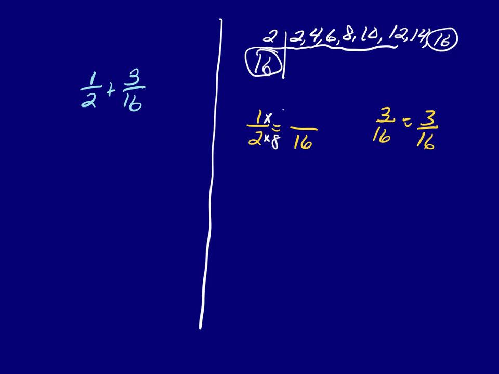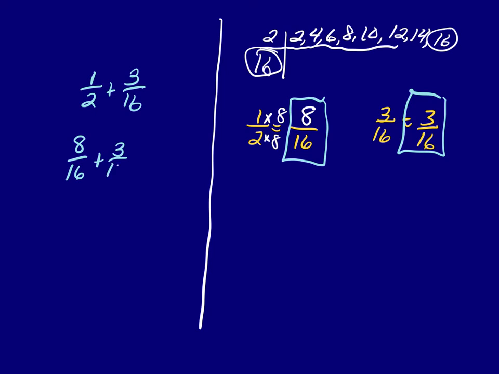That means we have to multiply by 8 in the numerator. 1 times 8 is 8. So these are now our two new fractions that we're going to be adding together. 8/16 plus 3/16. And our answer is, the denominator stays the same, 11/16.